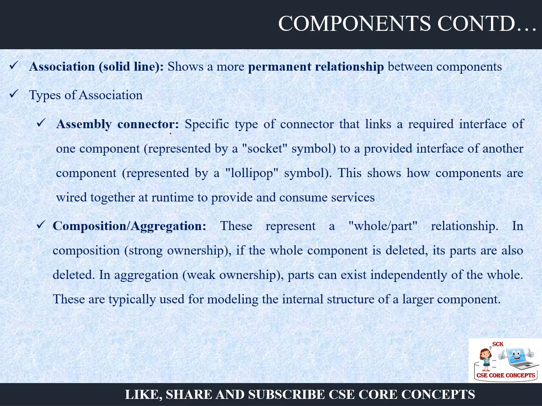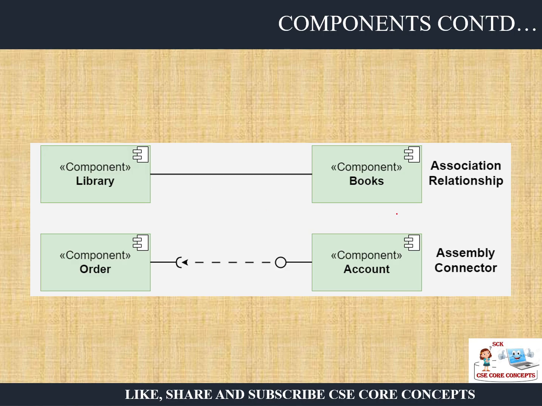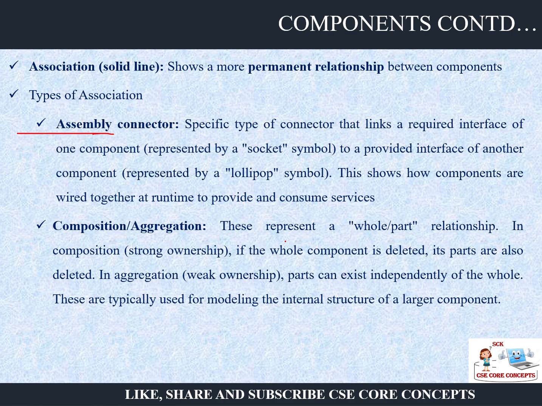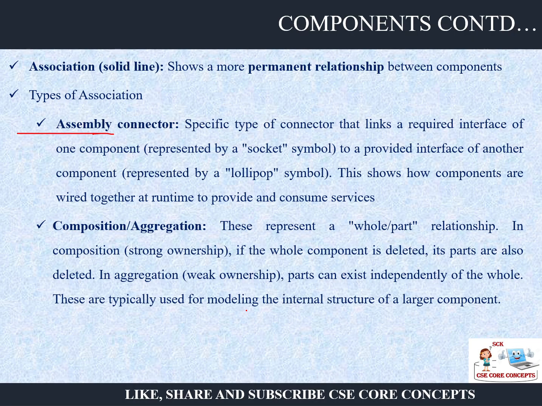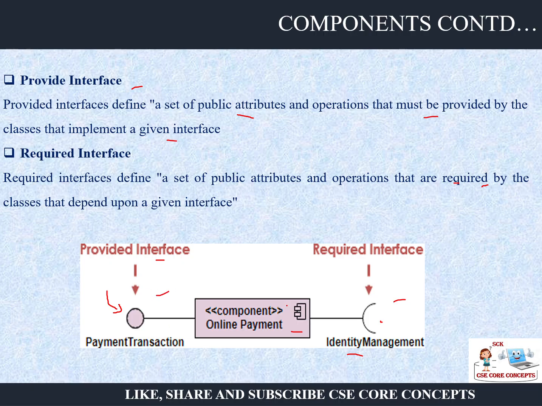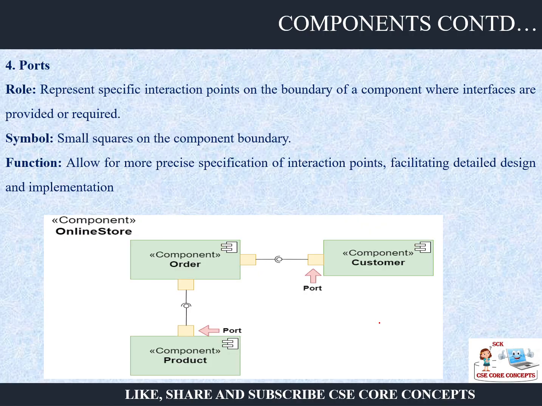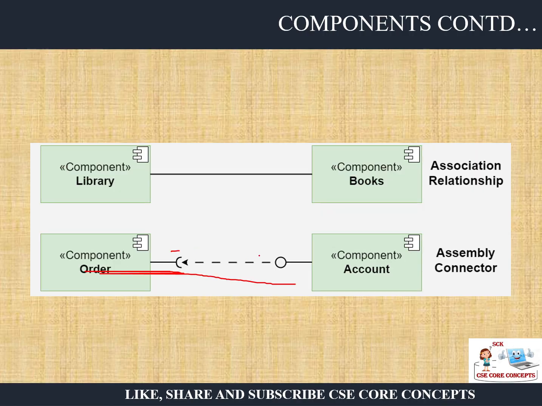Association shows a permanent type of relationship. Now you have two types of association. One is the assembly connector. You can see this is called an assembly connector, and you can see the notation here. It is like a socket symbol, right? Half circle. So it is a specific type of connector that links a required interface of one component to the provided interface of another. You can see the required interface here, and this is your provided interface. So the assembly connector shows the relationship between these two components.